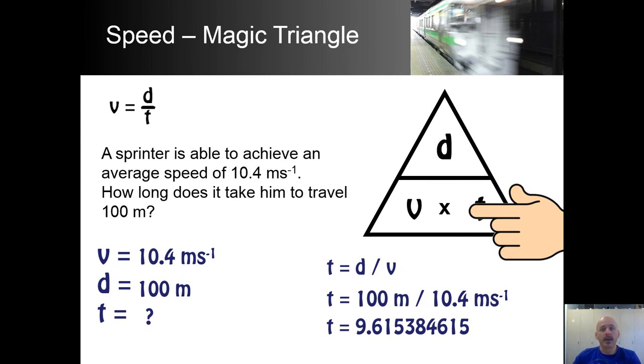We use our handy calculators and we can calculate that: 9.615384615. There are many more decimal places than we actually need. To be safe, I would say just round to 2 decimal places. But if you're going on to physics next year, you should realize that you take a look at the numbers that you start with. Here we've got 100, which has 3 significant figures, and 10.4 has 3 significant figures. What that means is our answer should have 3 significant figures, and in this case 9.62. But at this level you can just round it to 2 decimal places and that'll be fine.